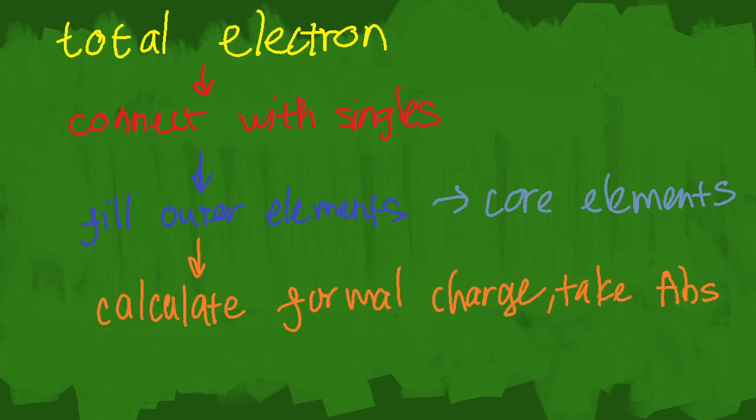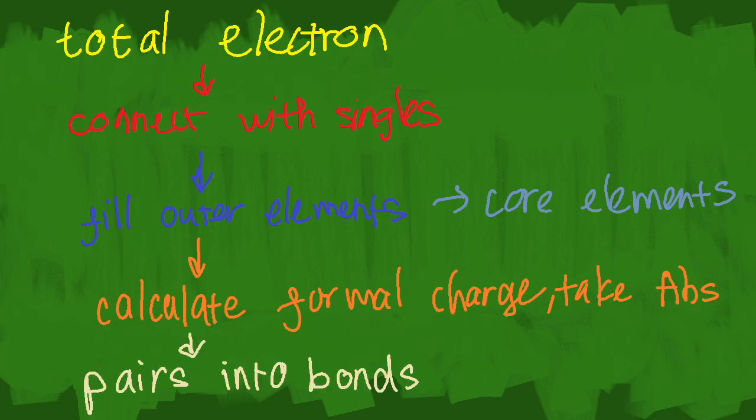Next, we calculate the absolute value of the formal charge for each element, sum them up, and take the absolute value. And finally, we can lessen it by turning electron pairs into bonds. So for example, iodine 3, each iodine has 7 outermost electrons, and it's I3 minus, so that's 7 times 3 plus 1 equals 22.